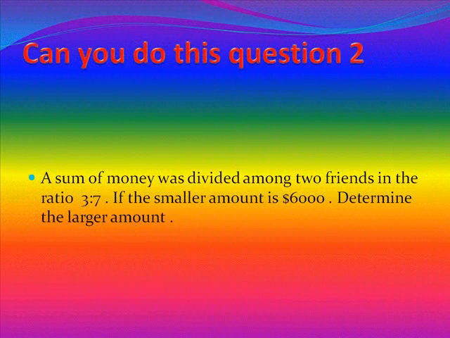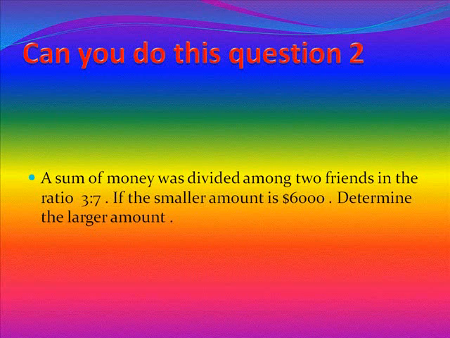Can you do this question, part 2? A sum of money was divided among 2 friends in the ratio 3 to 7. If the smaller amount is $6,000, determine the larger amount.